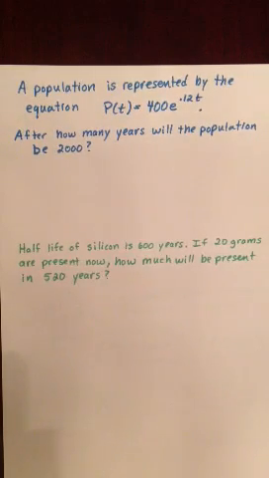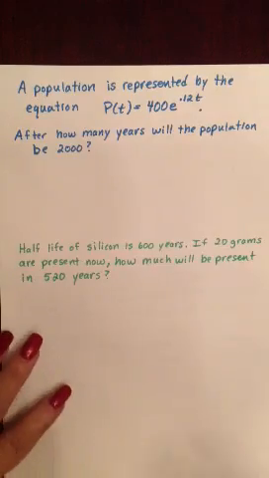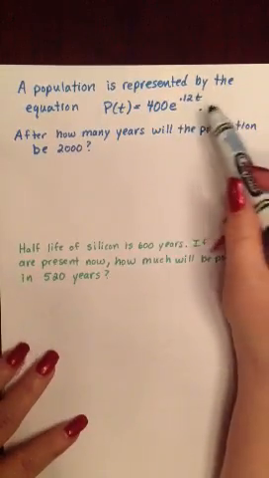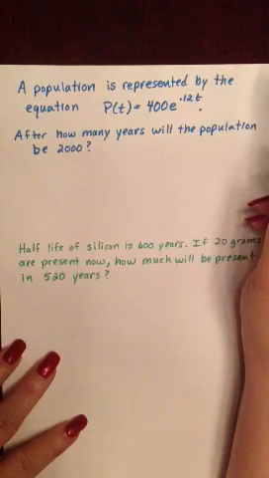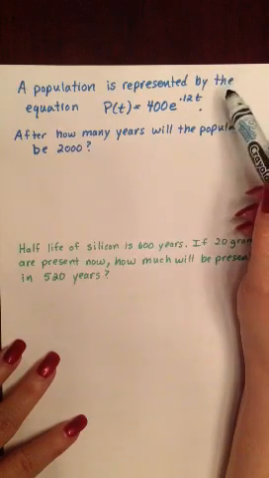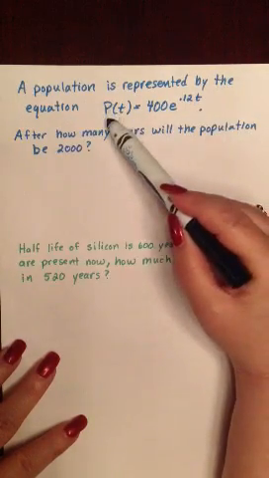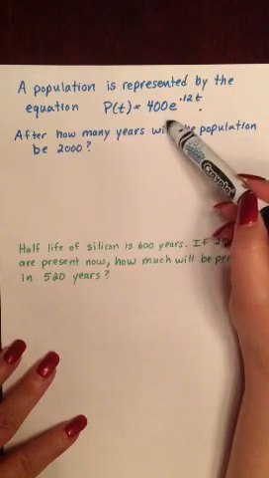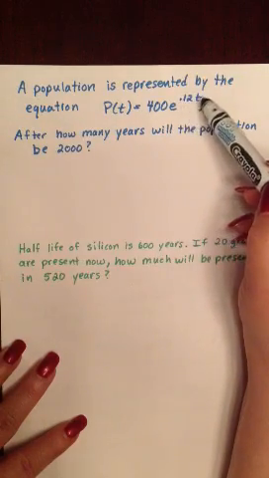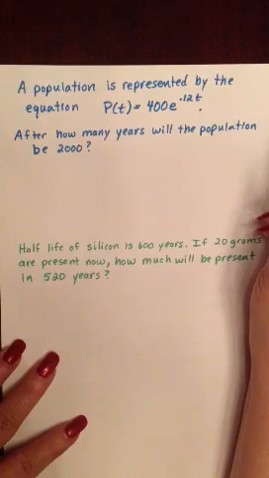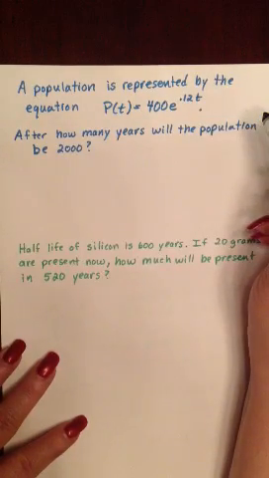Right, our next set of problems are word problems. It says a population, and maybe this is a population of mosquitoes or whatever, is represented by the equation P(t) = 400e^(0.12t). After how many years will the population be 2,000?